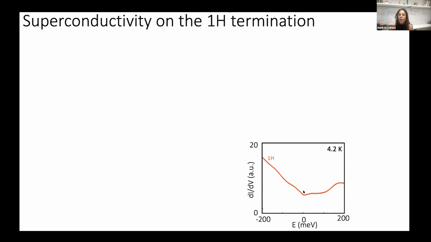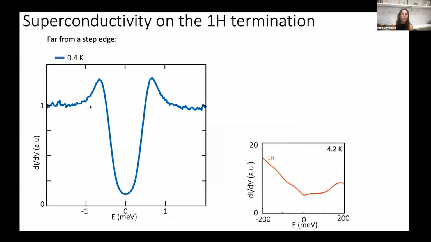And now let's focus here around the Fermi energy, and let's see what happens when we cool the system. We see clearly the superconducting gap develop around, see the difference in scale between here and here. So this is the superconducting gap that develops around the Fermi energy. If we heat the system above 3.5 Kelvin, this superconducting gap disappears. And if we also apply a magnetic field of 1 Tesla, again, this superconducting gap disappears.